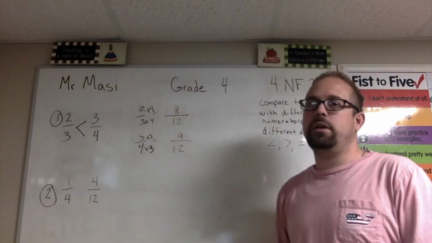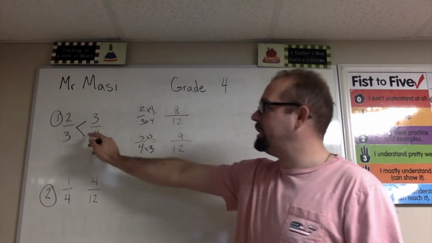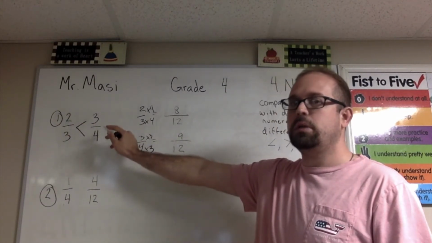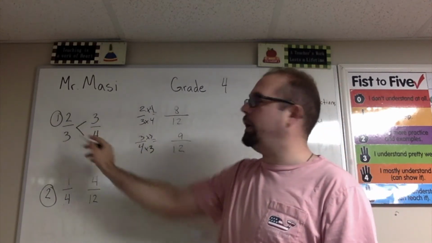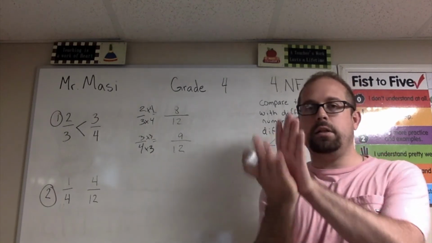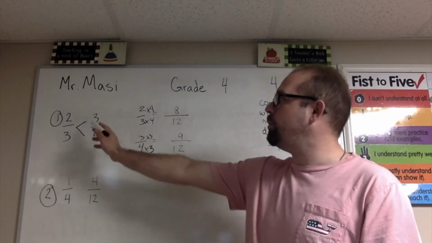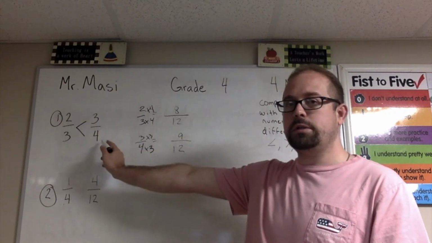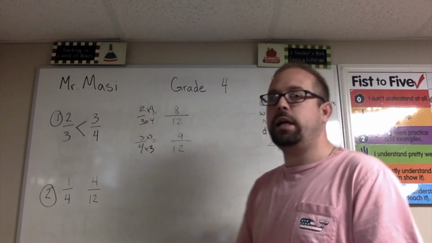So it looks exactly like that, where this could be read as 2/3 is less than 3/4 and 3/4 is greater than 2/3, because I like to say the little alligator mouth always wants to eat more. So that's why 3/4 is greater than 2/3. So let's take a look at our second example.